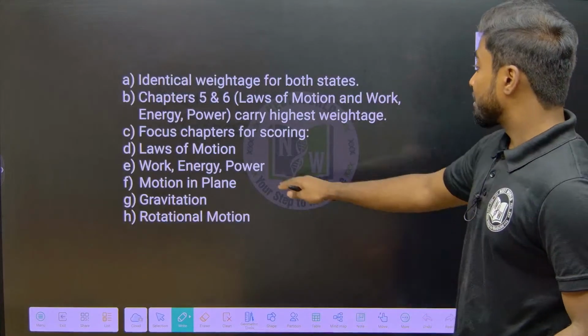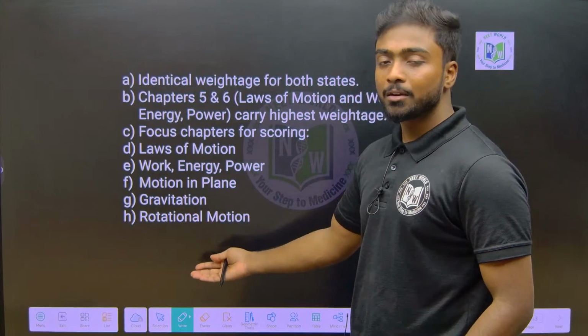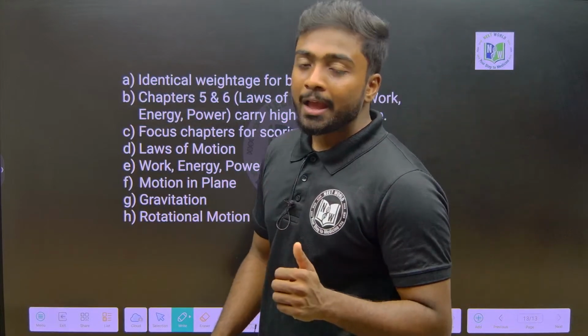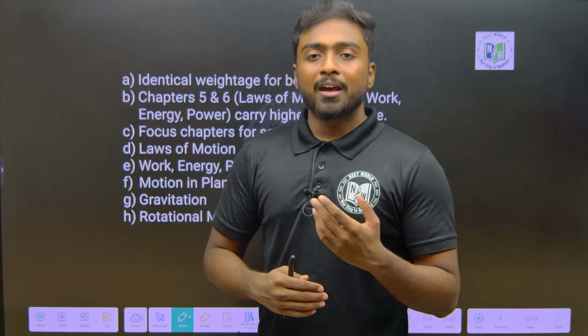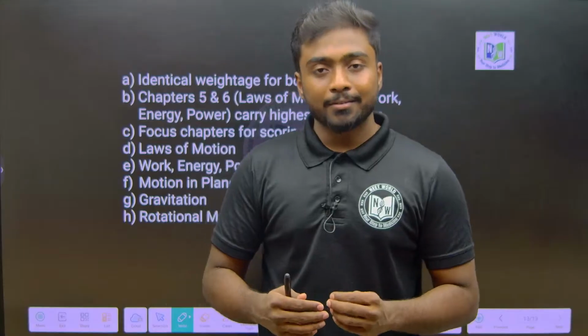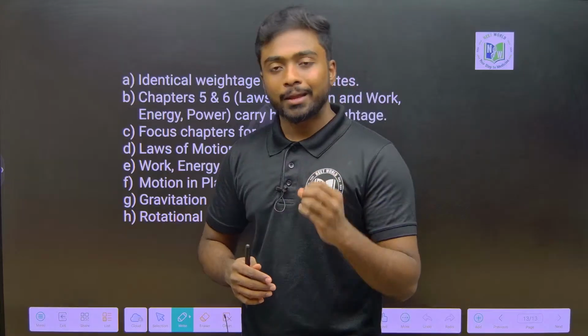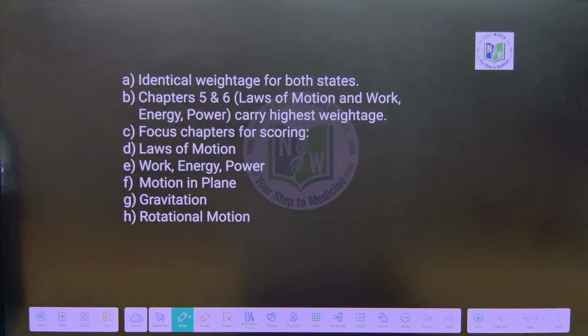So next, focus chapters for scoring: laws of motion, work, power, energy, motion in a plane, gravitation, rotational motion. That's what I told. Okay, so this is about the blueprint of the IPE section, guys. So no need to worry, I'm going to take more classes for IPE separately. You can listen there. Each class will discuss a long answer question, very short answer question and short answer question, and we'll cover 60 out of 60 marks, we can get it easily. Okay, thank you, guys.